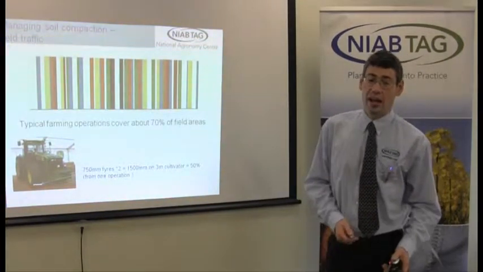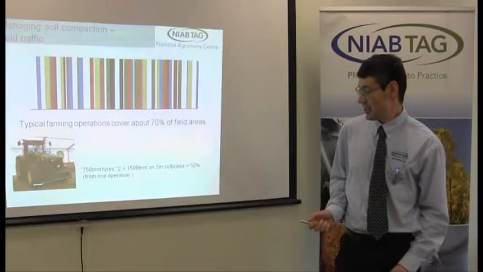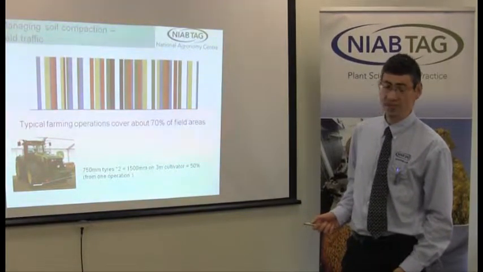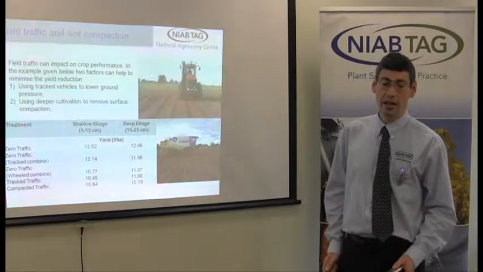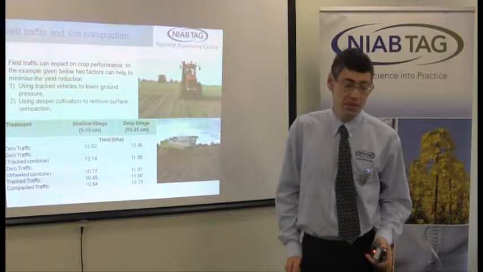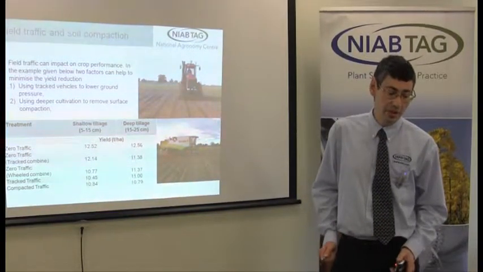When we consider field traffic, potentially your typical tractor on 750mm tyres, you have 2 of them, that gives you 1.5 metres, and a 3-metre cultivator, you're already covering 50% of that field area in one single pass. So obviously subsequent passes you're doing for cultivations to create a seed bed, or your drilling operation, are further passes after that. And we know that those can cause further damage.